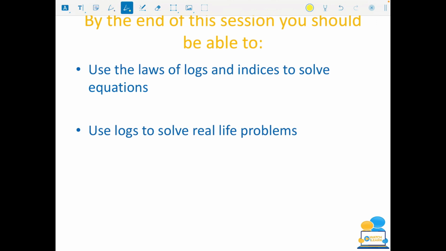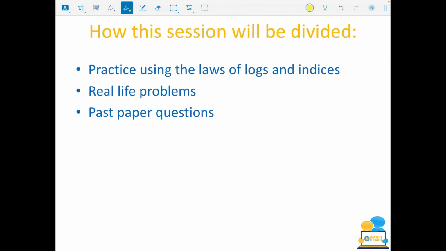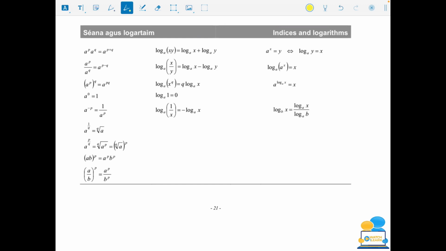We're also going to use the same rules to solve real life problems, which is a super common exam question. We'll do some practice of those later. So we're going to divide this session up. First, we're going to practice using the laws of logs and indices, and then we'll bring them into the real life examples. Throughout, anytime there's a past paper question linked to one of the examples, we'll go through that as well. This will help you see how it was examined in the past and maybe how it might be examined again in the future, because the questions, especially the real life problem questions, are quite similar.